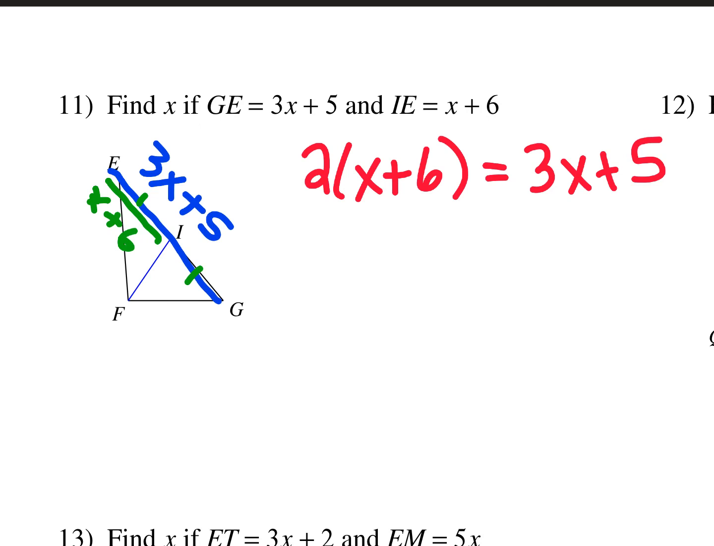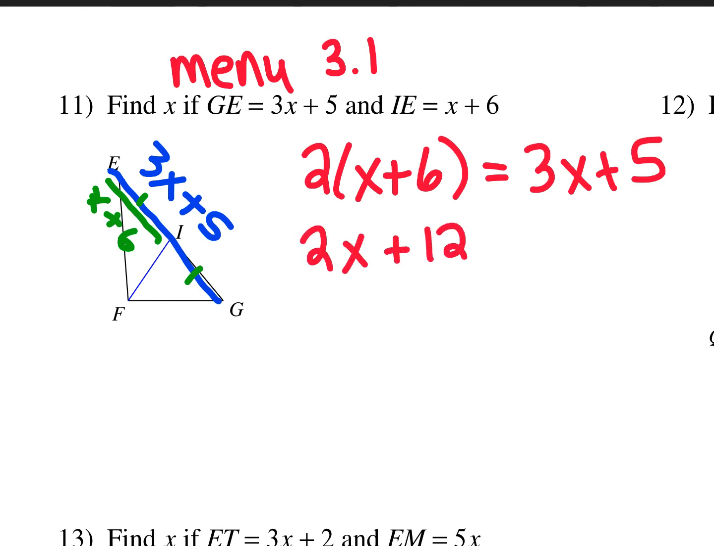You have your smart calculators, so if you want to use NSolve, that's menu 3.1, you're more than welcome to do that, but I do still want you to write down the equation that you're plugging in. If you rather work it by hand, we would have to start by distributing the 2. So that gives us 2x plus 12. The other side stays the same.